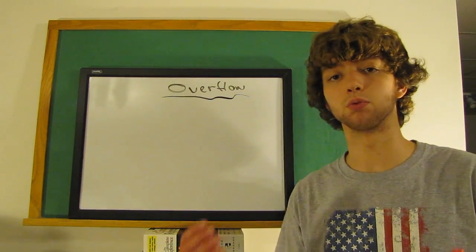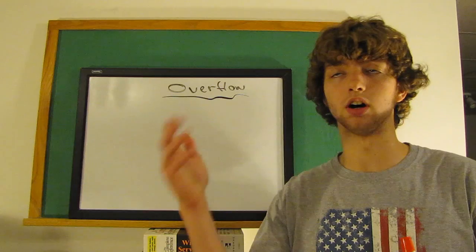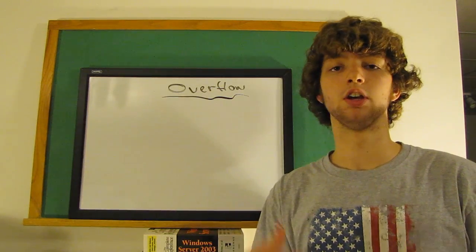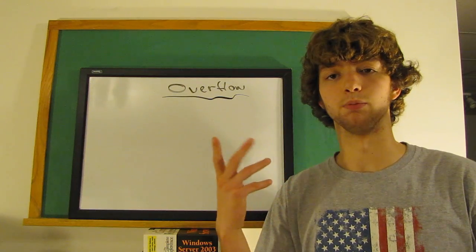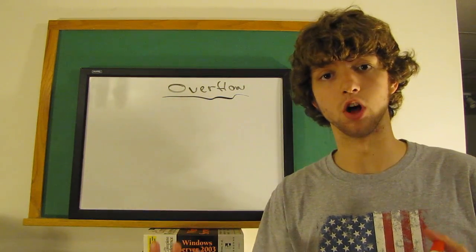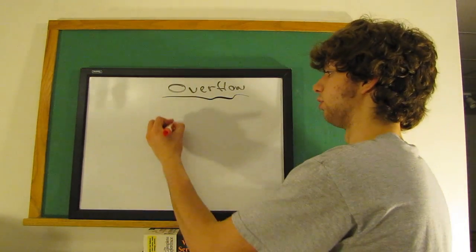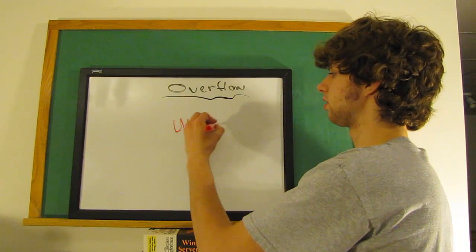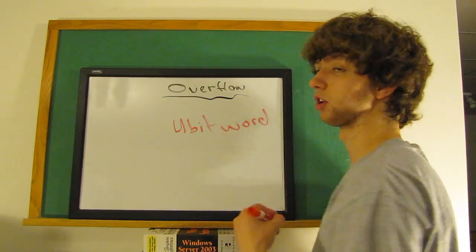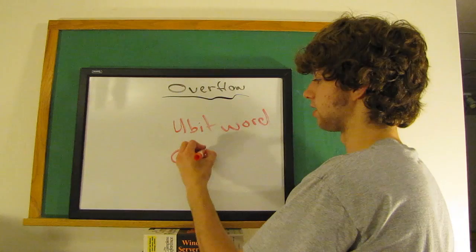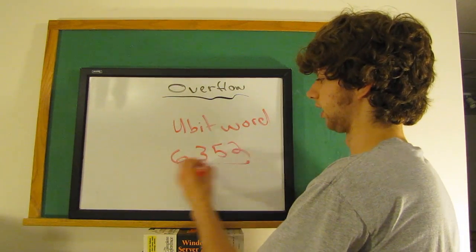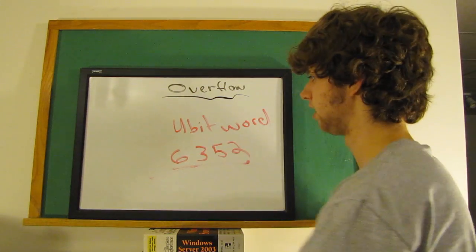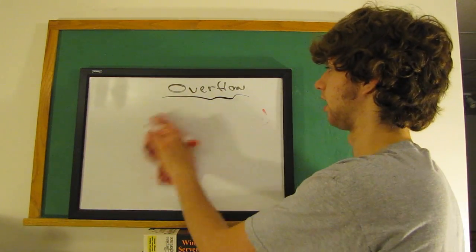So in your work, you have to worry about wrapping, the binary numbers wrapping. You also have to worry about putting values in that are too large for the limited space. So if we have a 4-bit word, obviously we're not going to be able to store the number 6,352 in decimal, the equivalent value of that in binary. So that's also something you have to worry about.